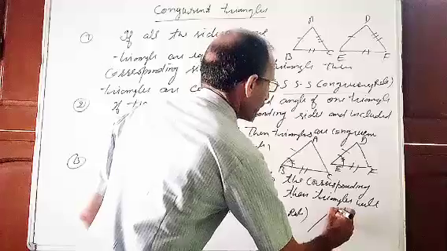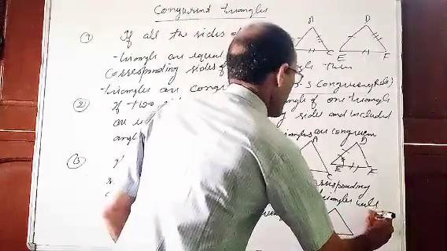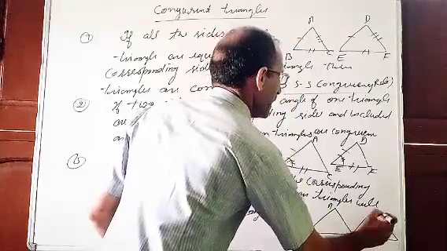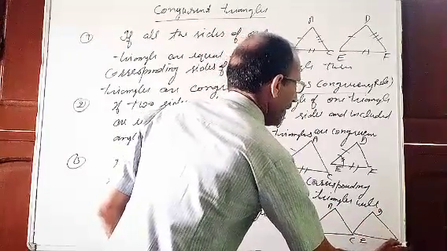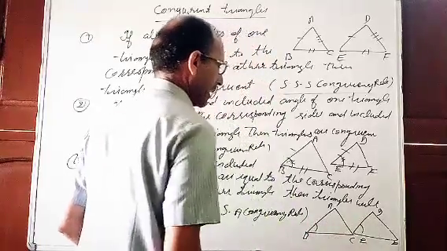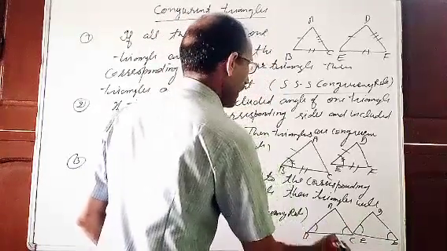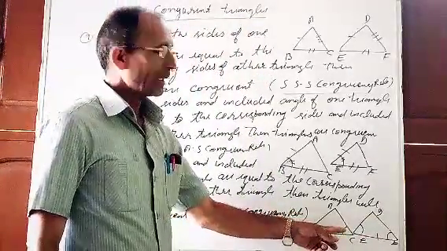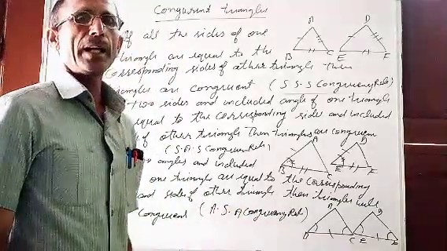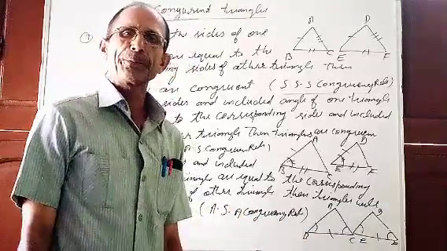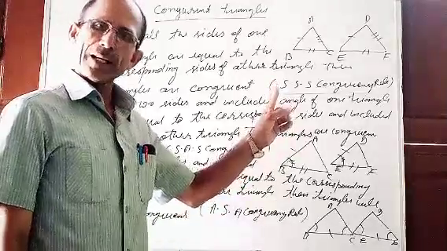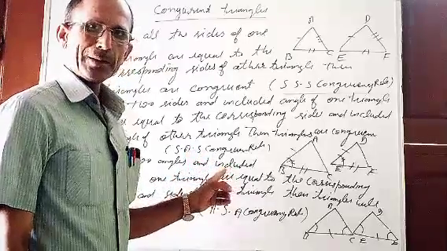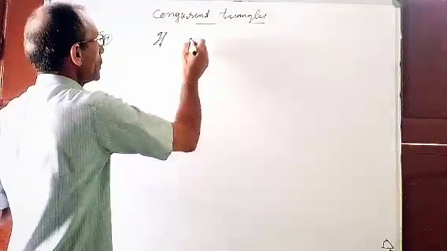For example, these are two triangles, A, B, C and D, E, F. Angle B is equal to angle E, angle C is equal to angle F, and this side is equal to this one. Angle side angle. So this rule is known as the angle side angle congruency property. Is it clear? First rule, side side side congruency rule. Second, side angle side congruency rule. Third, angle side angle.